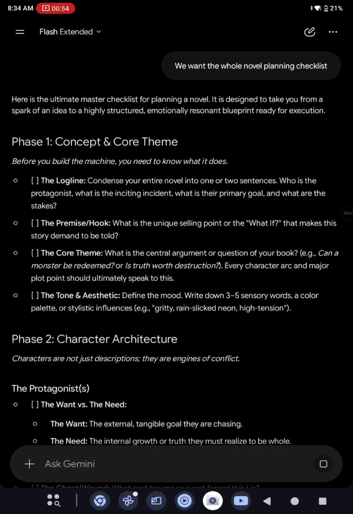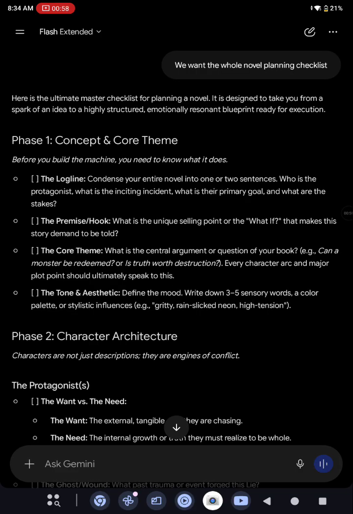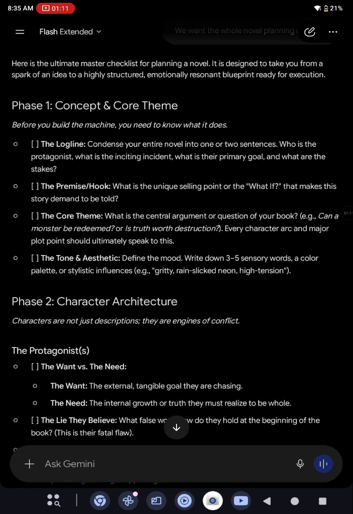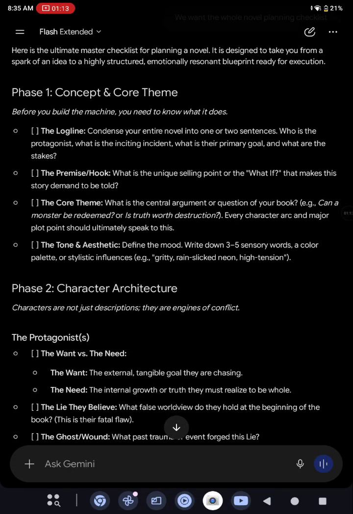Cool. I don't know what a log line is. Oh, I do. It's that one to two sentence condensation of the entire novel. What is the inciting incident? What is their primary goal? What are the stakes? The premise or the hook?